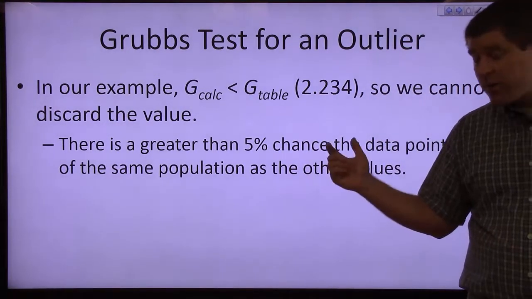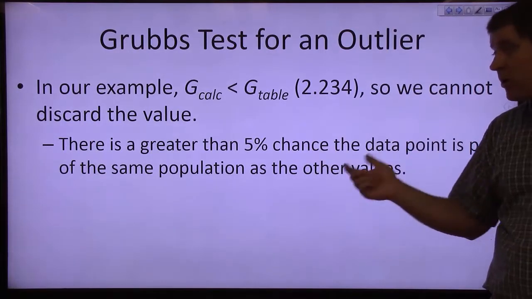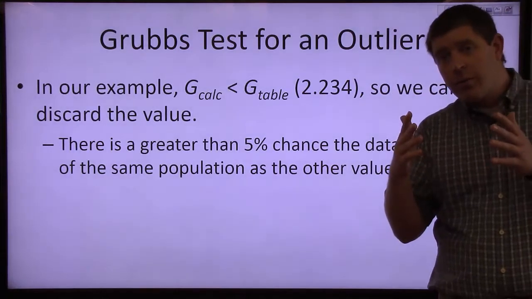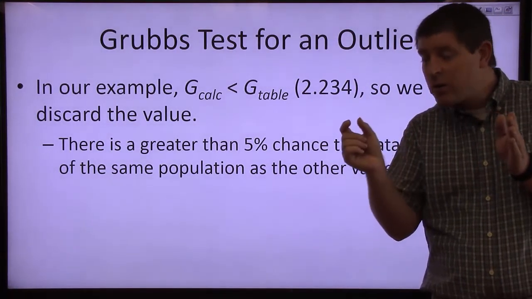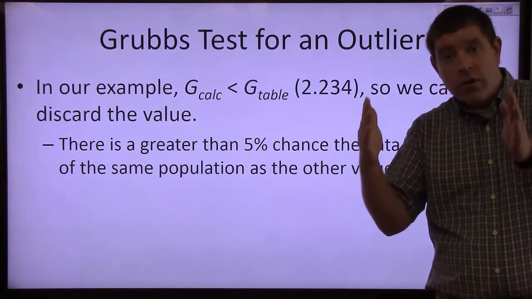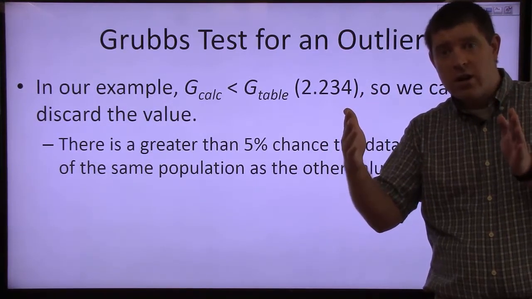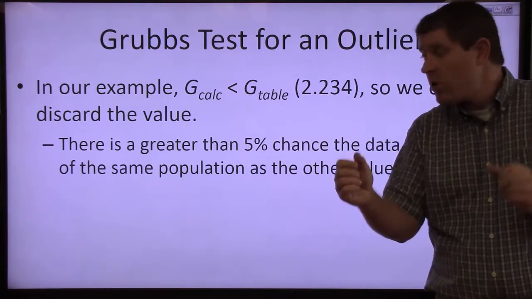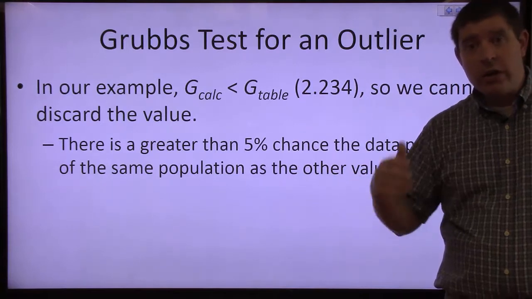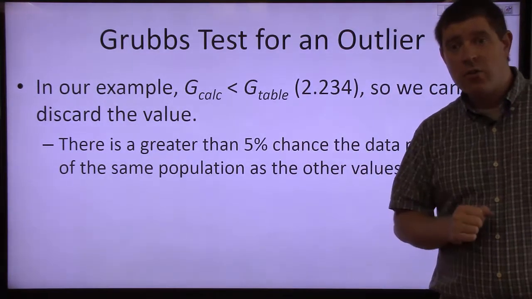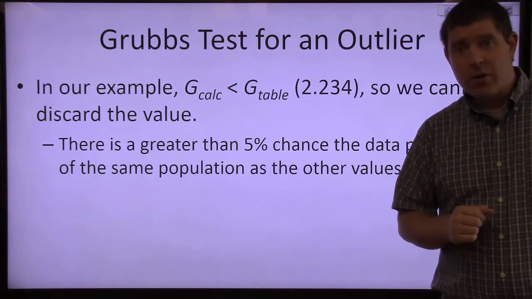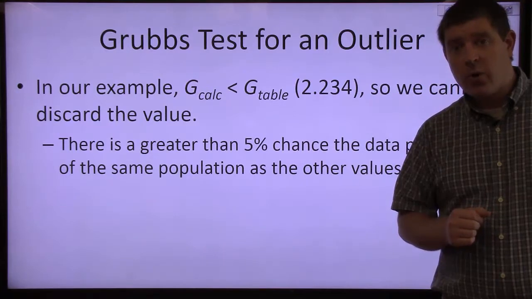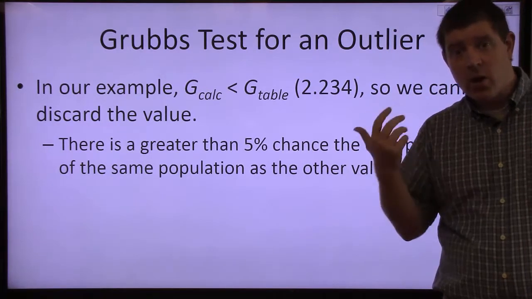That is, there's a greater than 5% chance that the data point is part of the same population as the other values. Remember that with a normal distribution, you'll have a small percentage of your population outside of that, say, window of plus or minus 2 standard deviations from the mean. You'll still have a few percent outside of that. Now, if our calculated g value was, say, 7, we're 7 standard deviations away from the mean, that's pretty far out there. We're pretty unlikely to have a data point that's that far out, and thus that data point probably is in fact an outlier, and we can go ahead and remove it.